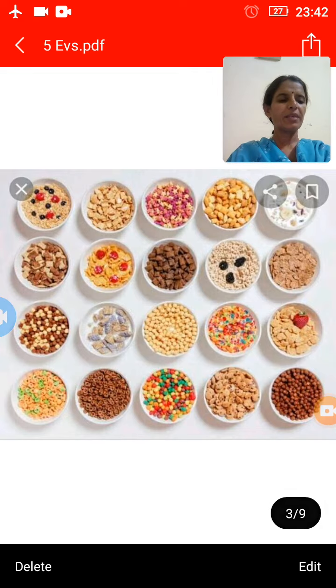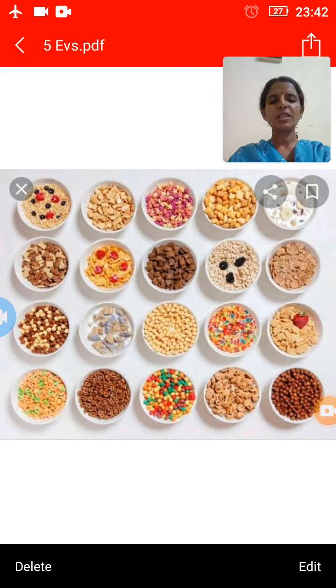Wheat, paddy, millet, jawar, maize, etc. are examples of cereals. Children, in this image you can see some food items made from cereals.